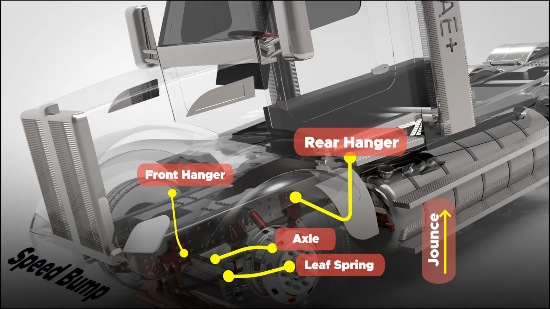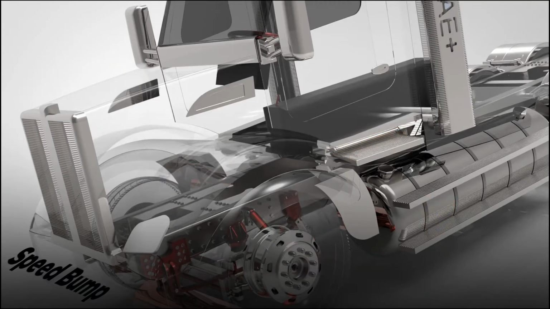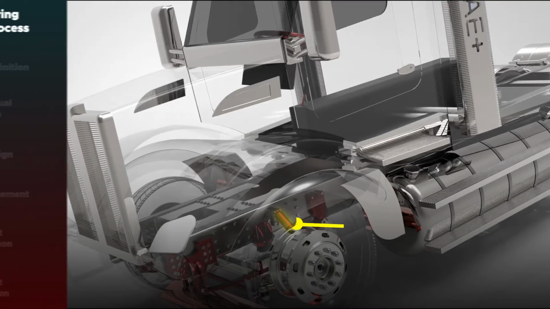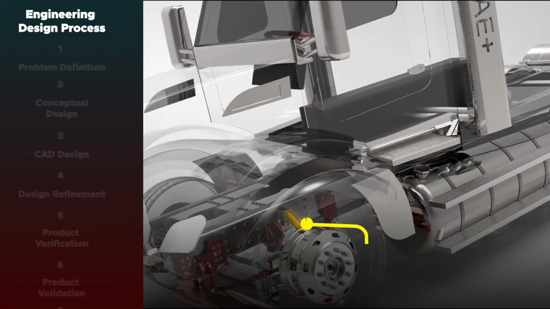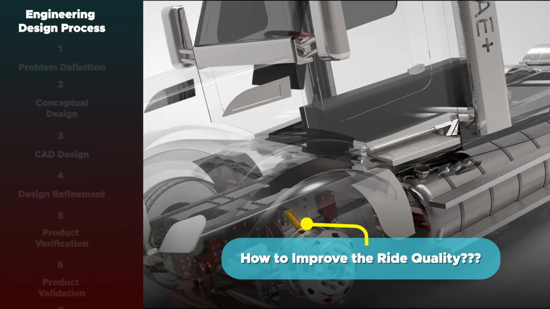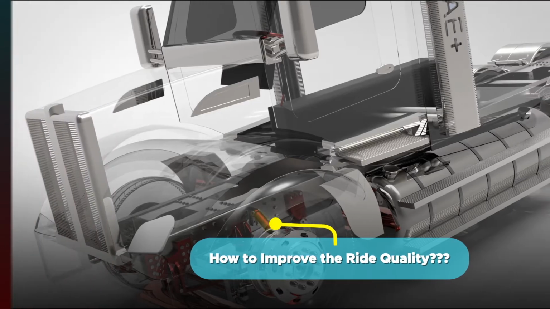In this video, you will learn what the engineering design process is and what are the common series of steps engineers take in order to create a functional product. We will use a truck suspension system as an example and show how the ride quality can be improved by adding a new component to its assembly.